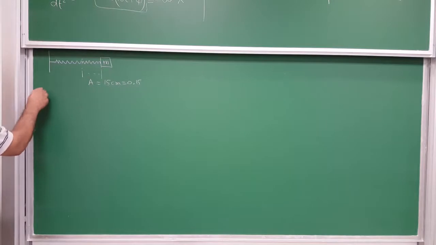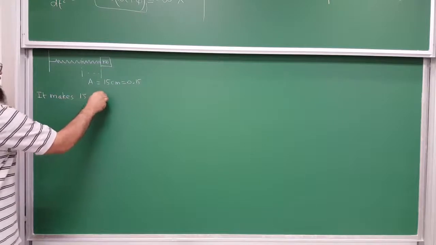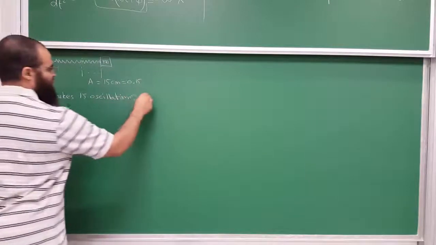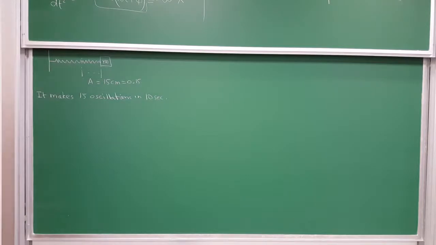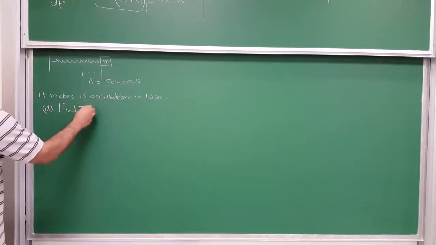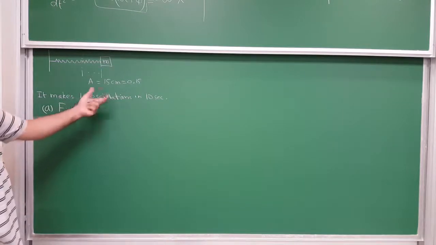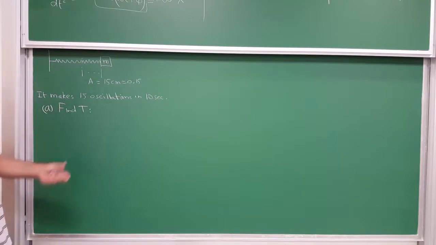It makes 15 oscillations in 10 seconds. All right? So what is the position as a function of time? First, let's find the period, capital T. Well, the period is the time it takes to do one cycle. So here you make 15 cycles in 10 seconds. So how long does it take to do one cycle?